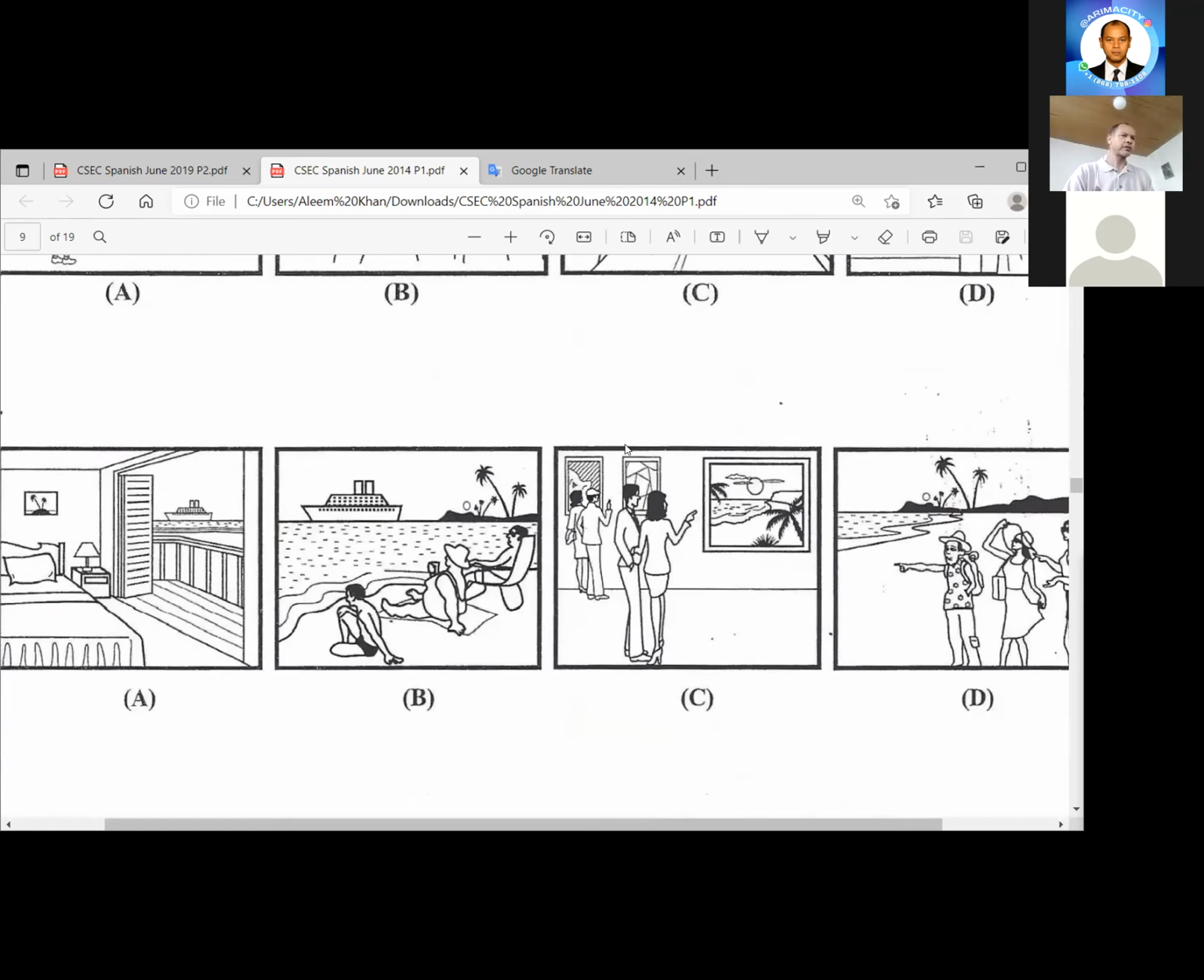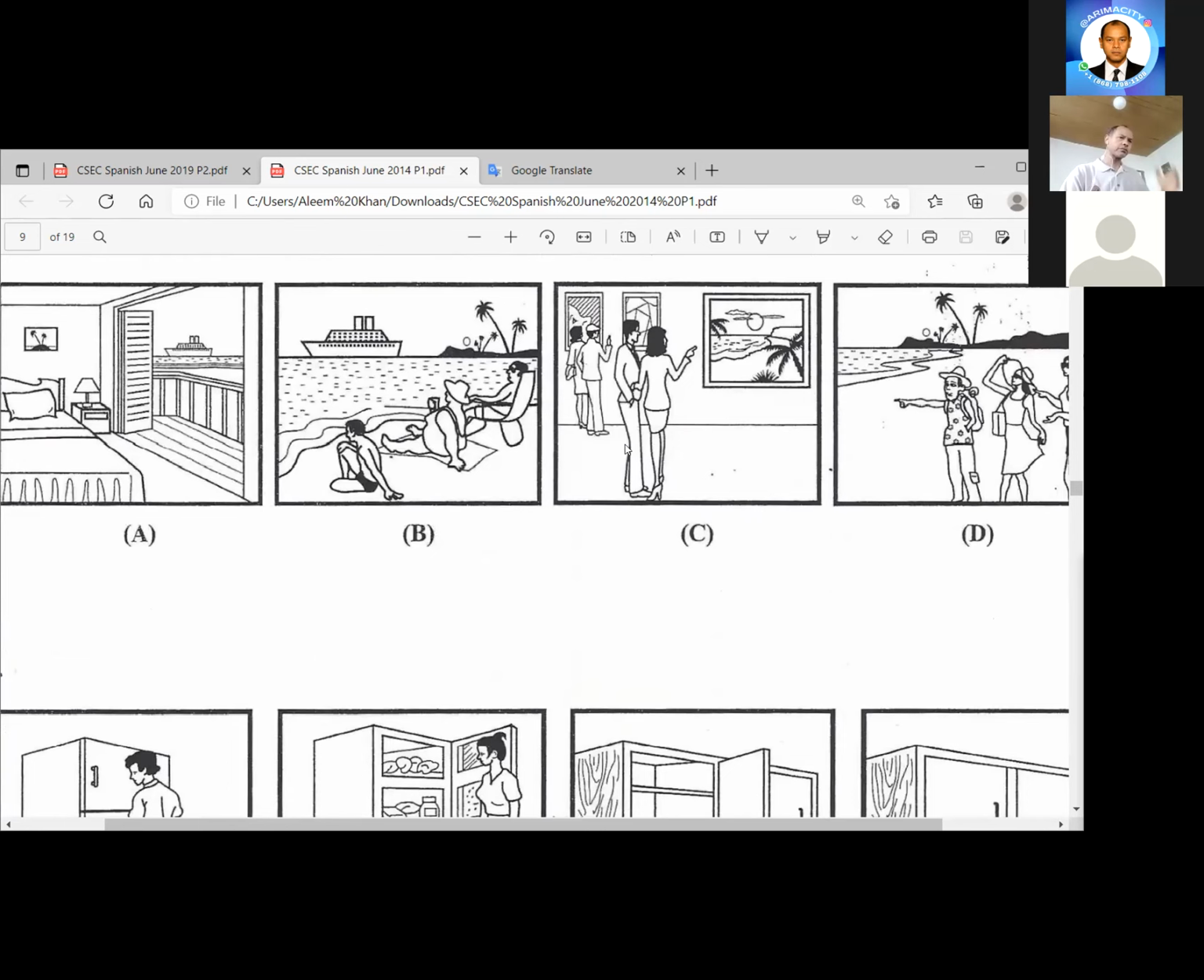Entonces vamos a proceder. So, let's continue. The couple are in the art gal... Perdón, lo estoy haciendo en inglés. Tiene que estar al revés. La instrucción tiene que ser, la instrucción va a estar en inglés.